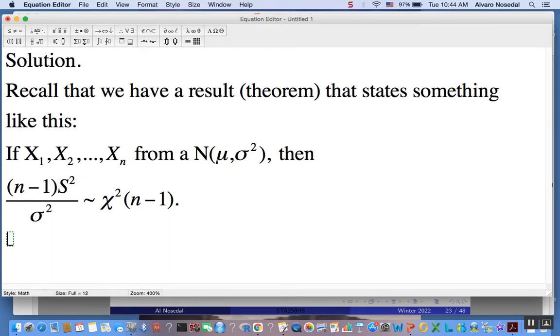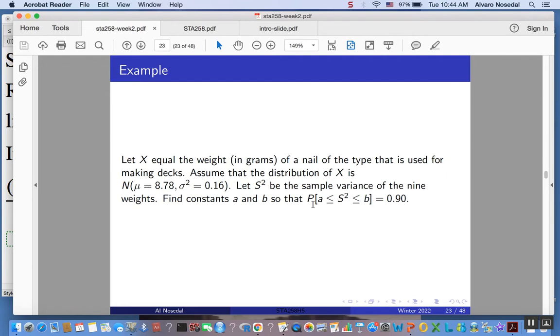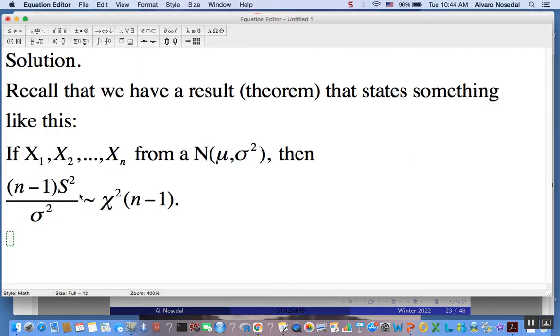Okay, so note that what we want here is the probability that s squared lives between a and b, in that interval. But we don't know the distribution of s squared. However, we know the distribution of this quantity, so we're going to be using that to solve the problem.